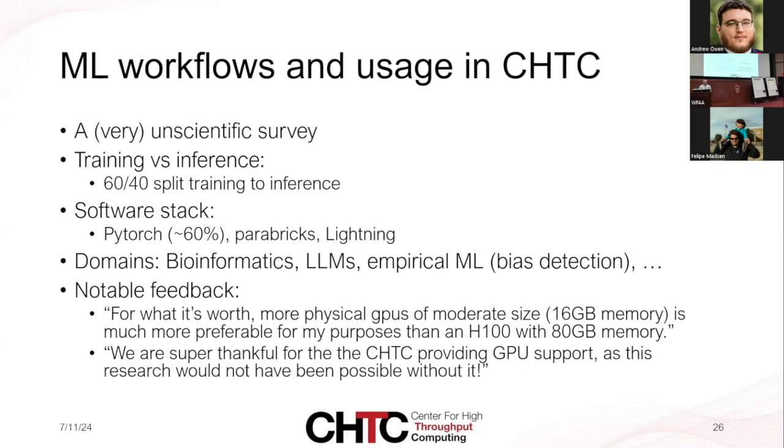We see a lot of PyTorch and PyTorch variants. That doesn't surprise me at all. But we also saw some mentions of Parabricks, which is an NVIDIA provided, I think, sequencing tool. And we see a lot of different domains, a lot of bioinformatics, not surprisingly, a lot of people looking at LLMs, and we're also seeing some people doing interesting work with empirical machine learning, trying to detect bias within models. I wanted to call out a few different pieces of feedback we got here.